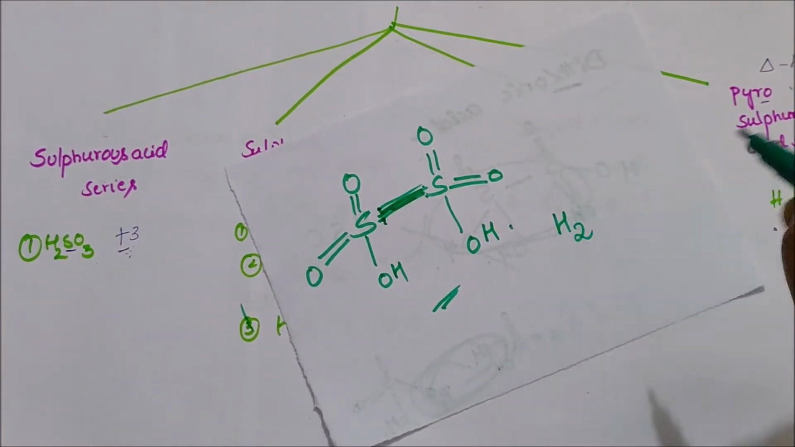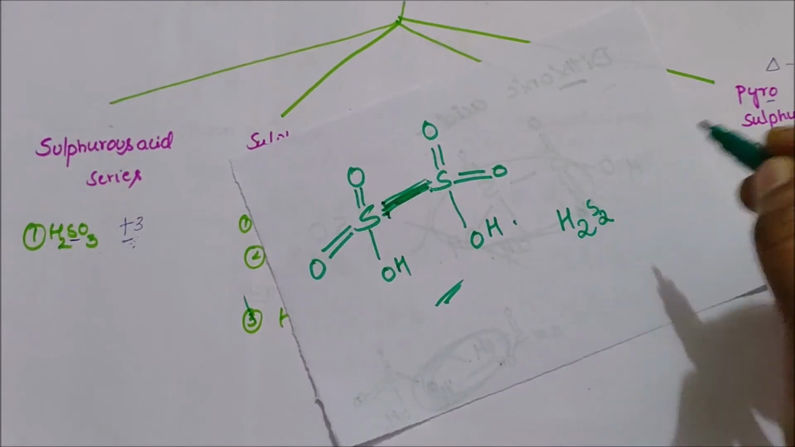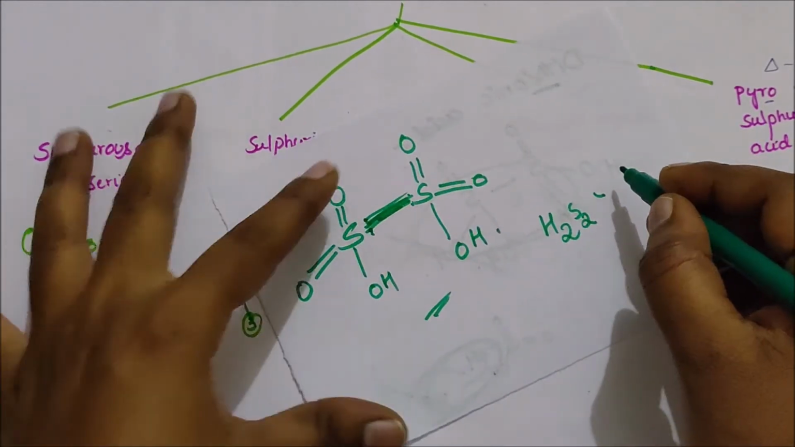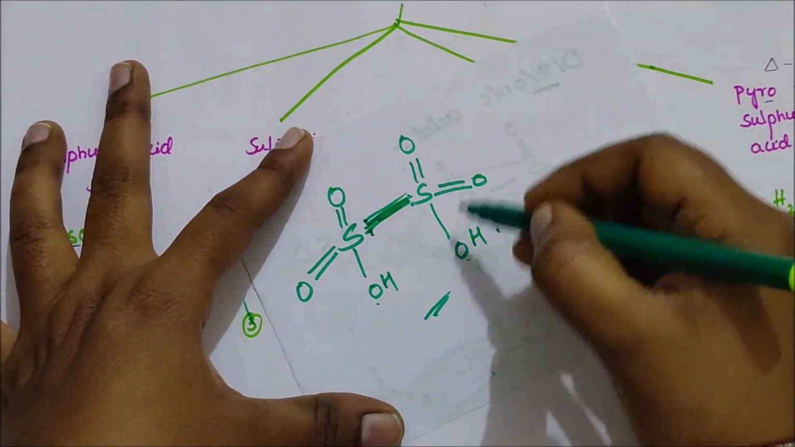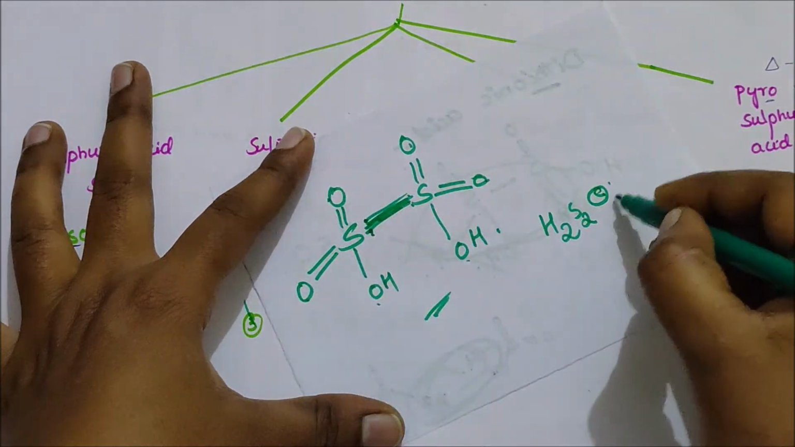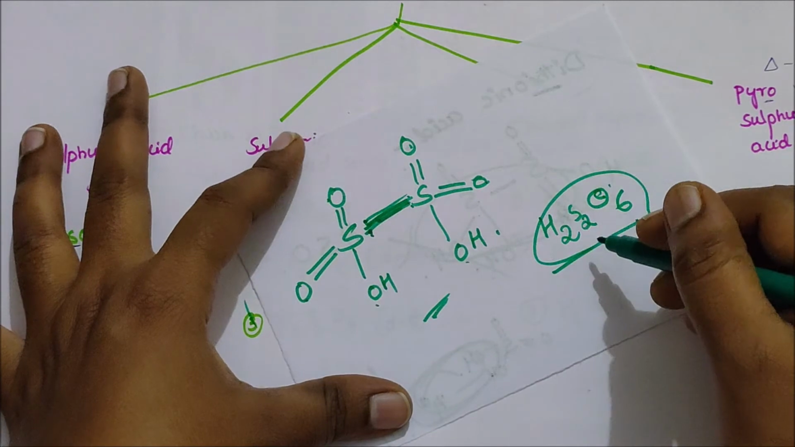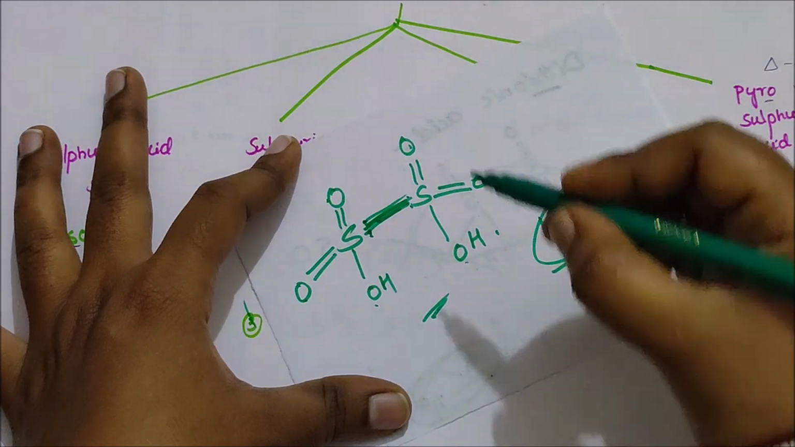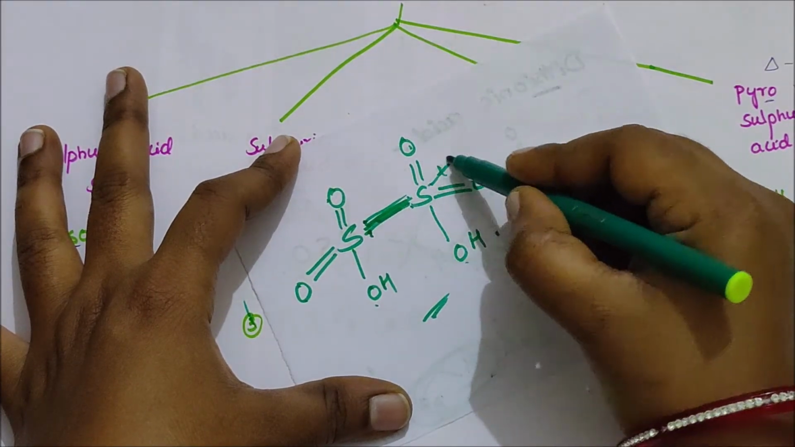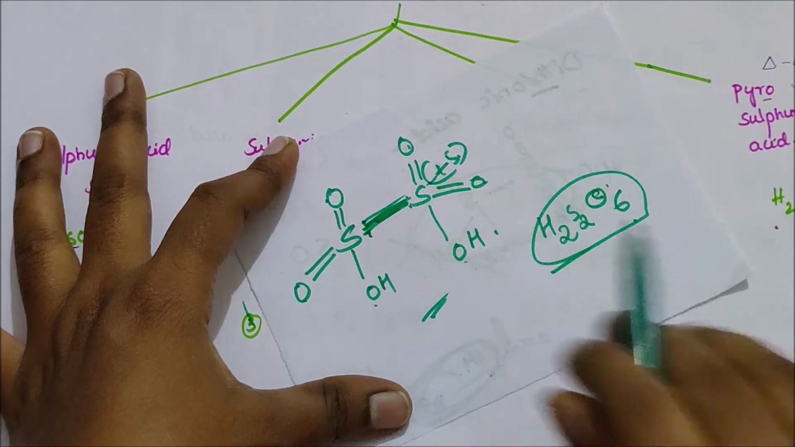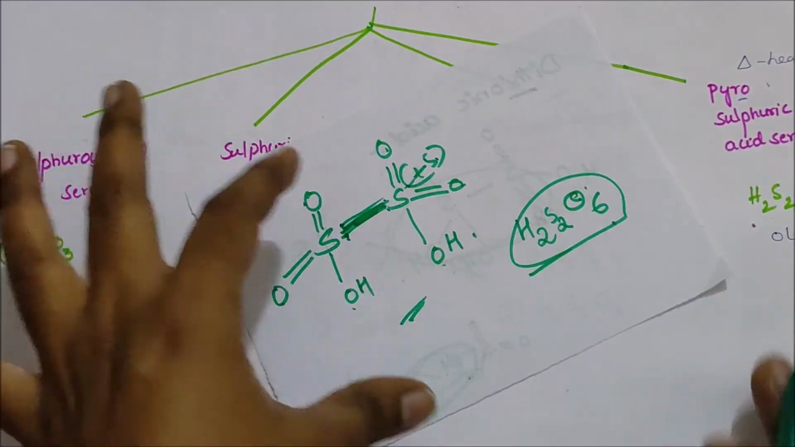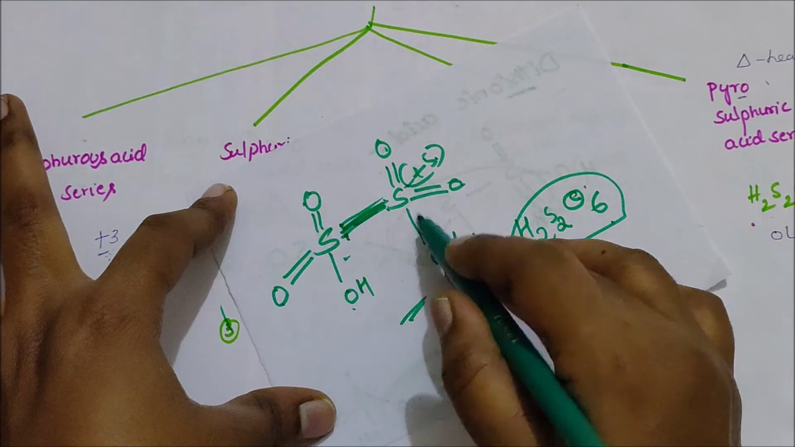2 hydrogens, 2 sulfur atoms, and how many oxygens are present? 1, 2, 3, 4, 5, 6 oxygens are present. So the chemical name is dithionic acid. Each sulfur atom has a +5 oxidation state. Dithio means an S-S linkage.